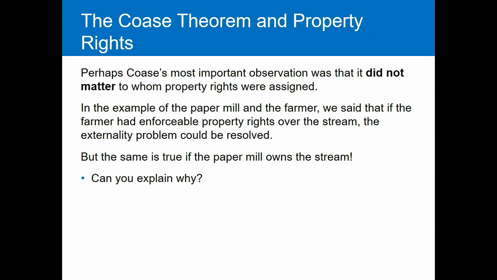So Coase's most important observation from this, and the one people talk about the most, is that it didn't matter who the property rights were assigned to initially. If they were assigned to either party, through these negotiations they could reach a good outcome. When the farmer had enforceable property rights over the stream, the externality problem could be resolved. If the paper mill owns the stream, it's the same exact thing. Again, because they're able to bargain with each other, they can reach the optimal outcome.